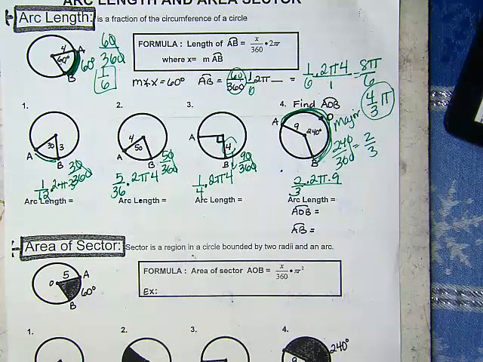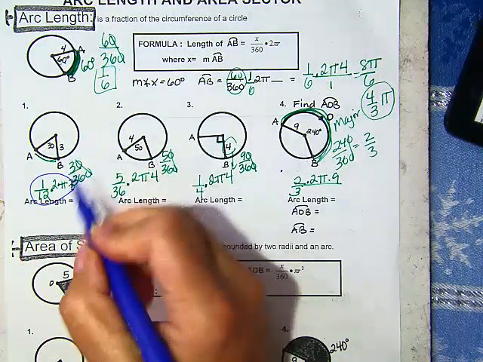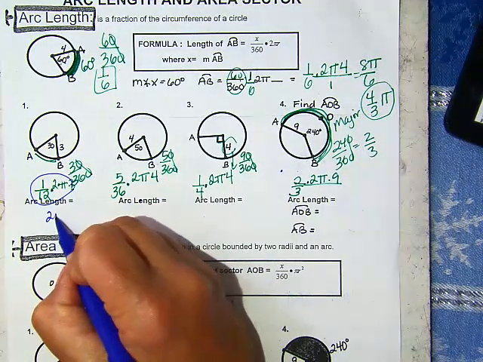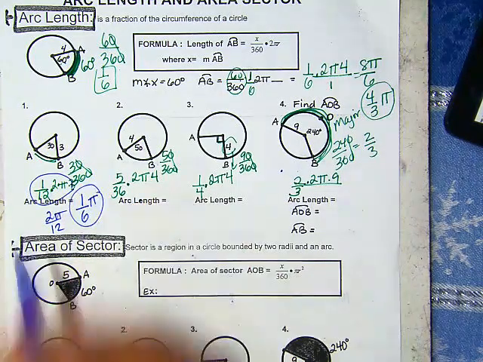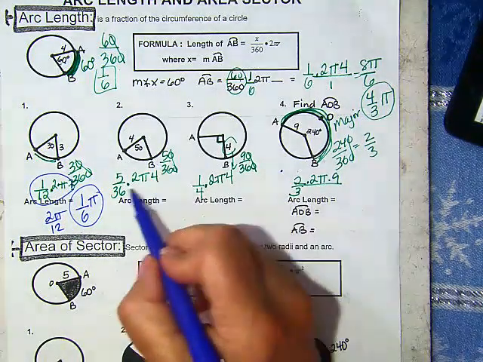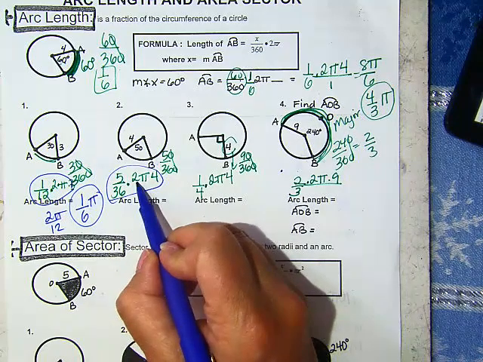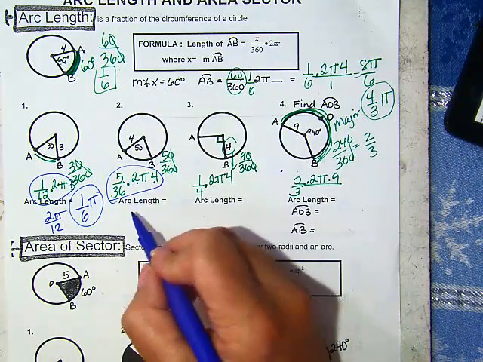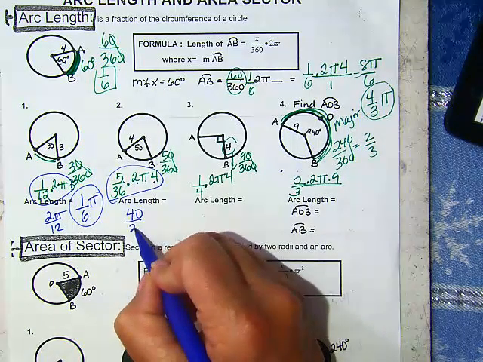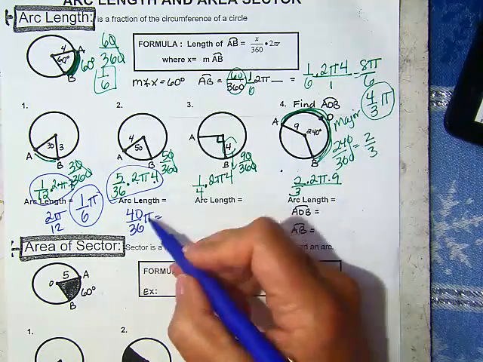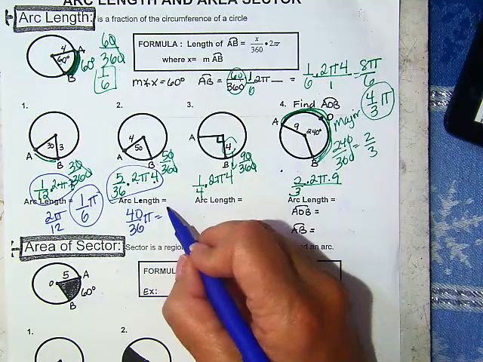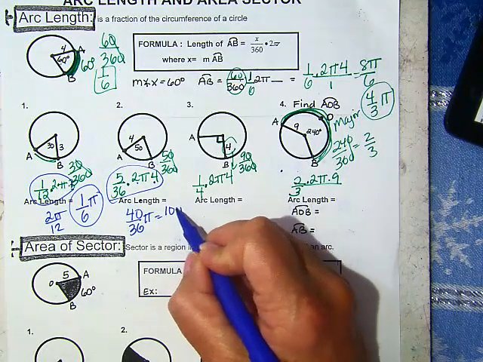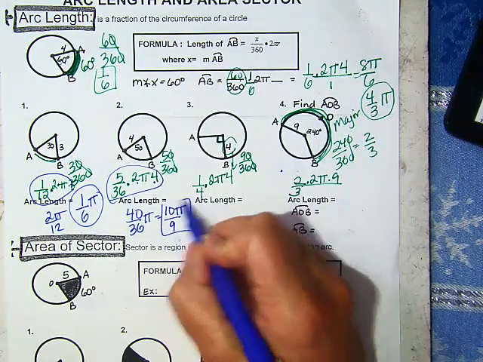Now let's go back and solve these. This is 2 pi over 12, which reduces to 1/6 pi. That's my answer to that one. This one is 5 times 2 is 10, times 4 is 40. 40 divided by 36 pi, which reduces. I can take 4 out of both of those, and I get 10 pi over 9, and that is your answer.